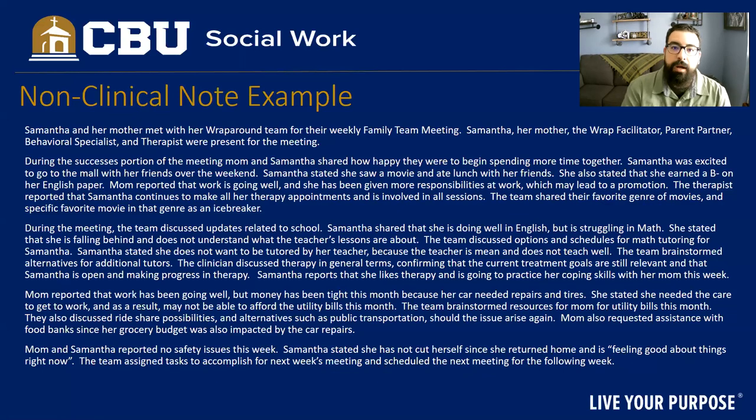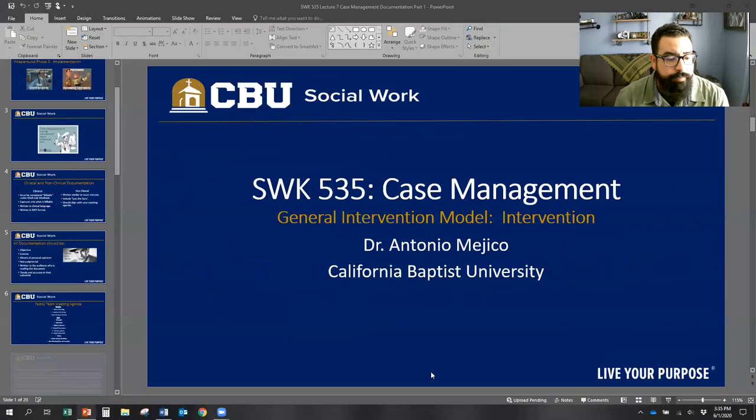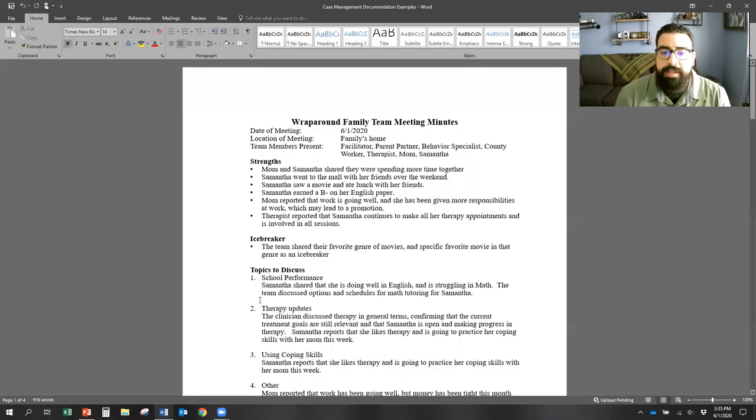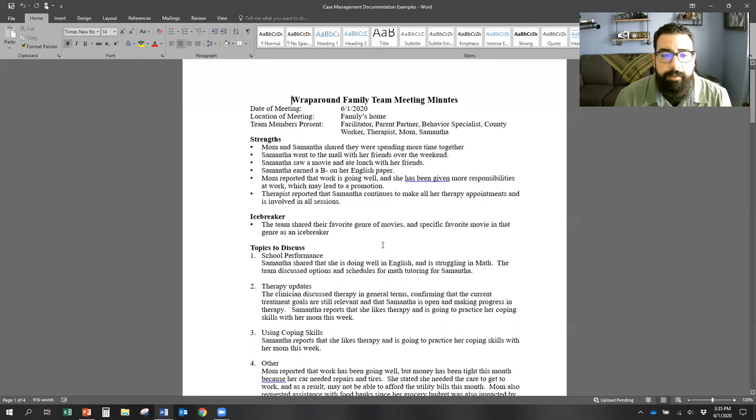If an auditor were to audit this note right now, they would want to know what was assigned. Is there progress being made towards the plan? So here's what I'm going to do. I'm going to show you now a note that is of higher quality, that you want to end up working towards as a social worker. Again, non-clinical note. So let's take a look at this really quick.